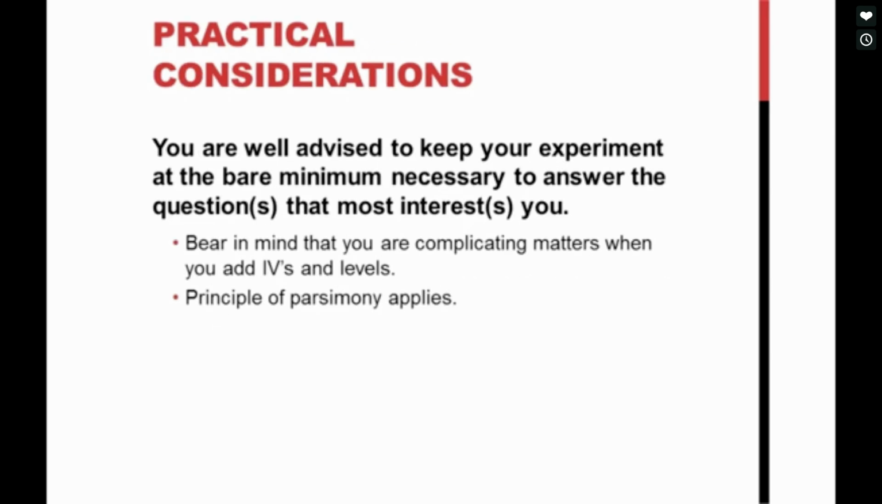Therefore, it makes sense that when you're considering using a factorial design to be practical, use the bare minimum number of levels and independent variables that will adequately answer the question you have in mind.